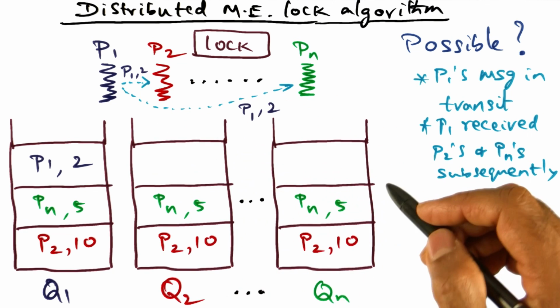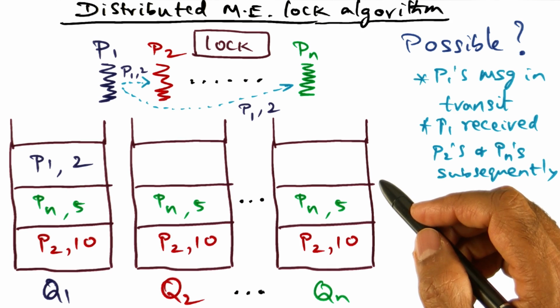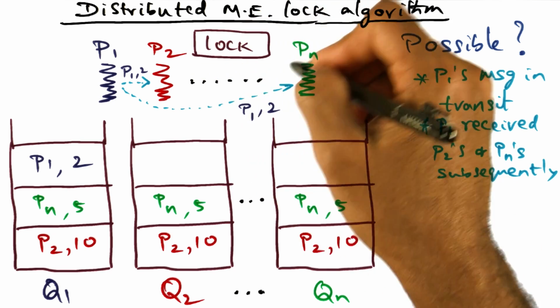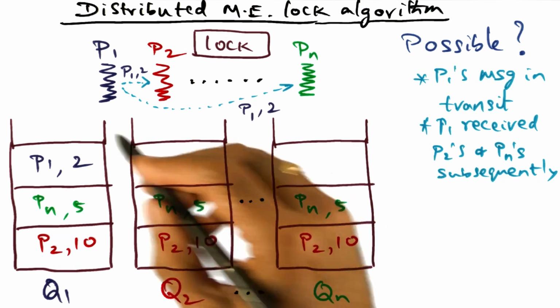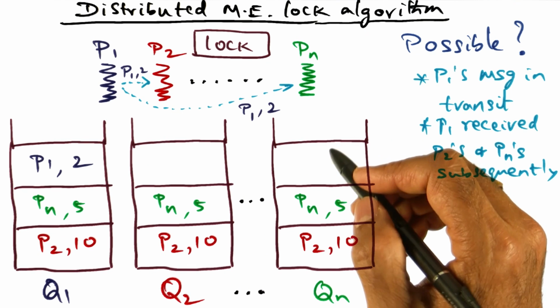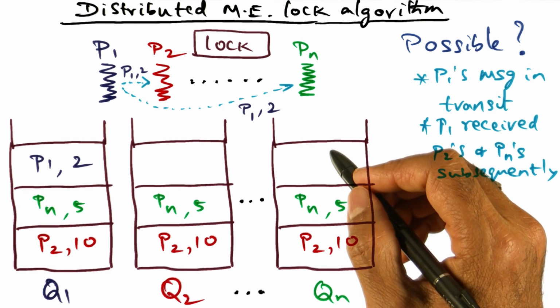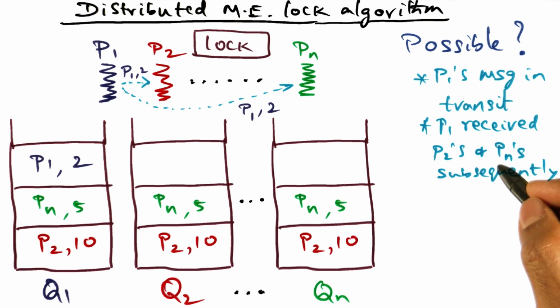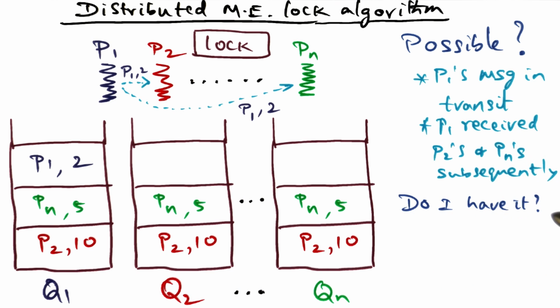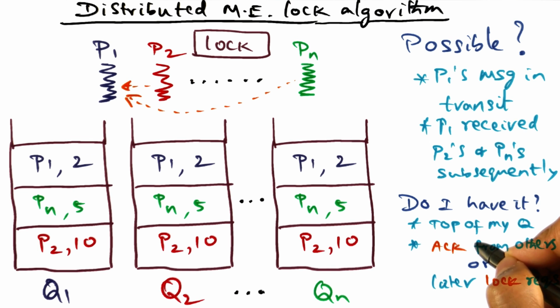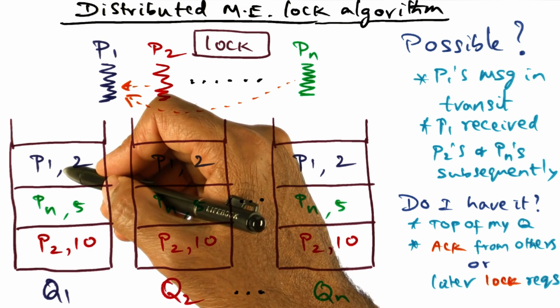So the whole purpose of this exercise is to unambiguously get the mutual exclusion lock for some process that is competing for it simultaneously. Now, how does the process know that it has the lock? I have to make a decision that I have the lock. How do I make the decision? Two things have to be true for me to think that I have gotten the lock. The first thing is that my request has to be at the top of the queue.